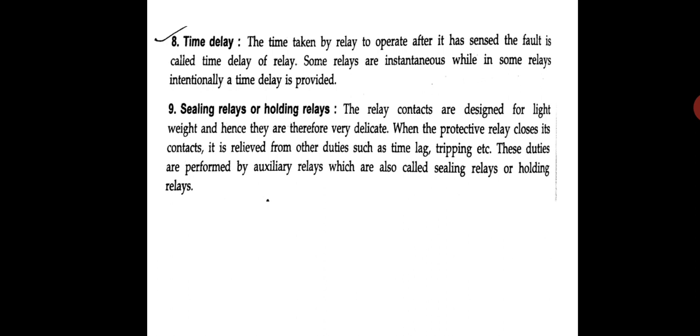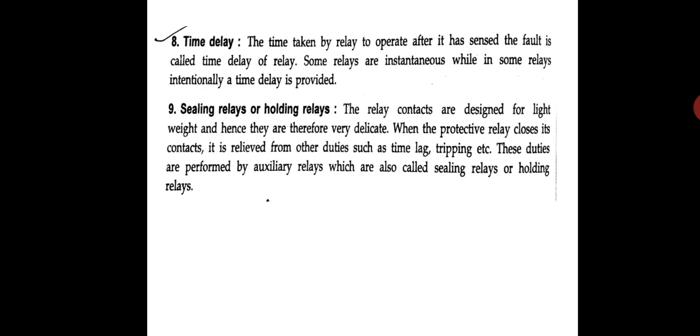Okay, then we have time delay. This is the time taken by the relay to operate after it has sensed the fault, and this time is called the time delay of the relay. Some relays are instantaneous, while in some relays a time delay is intentionally provided. In the instantaneous case, after sensing a fault, the relay operates the circuit breaker at the same instant. In other places, a time gap or time delay is intentionally inserted.